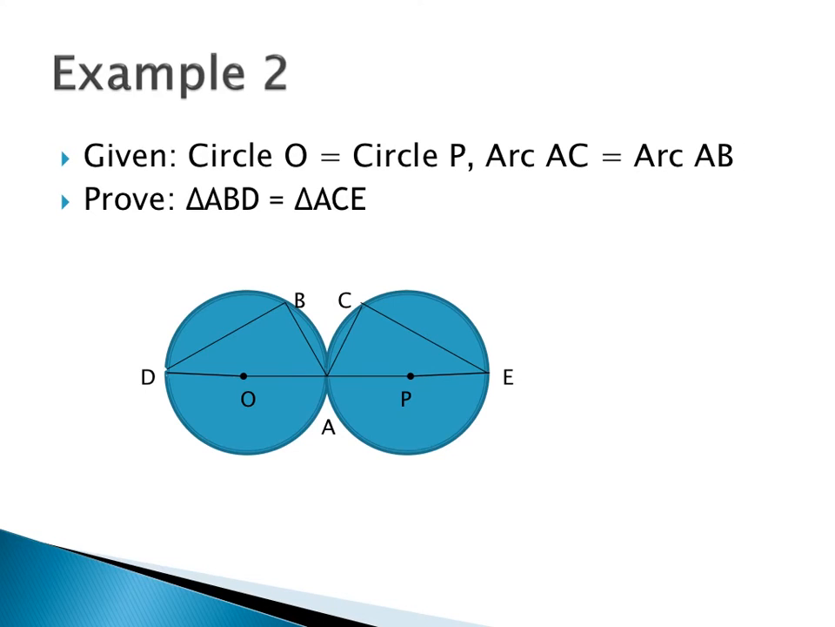All right. So circle O equals circle P. What's it mean to have congruent circles? They have congruent radii. Good. All their radii are the same. So this and this, those are congruent, right? Yeah. Arc AC equals arc AB. Those two are congruent. And it wants you to prove that those two triangles are congruent.